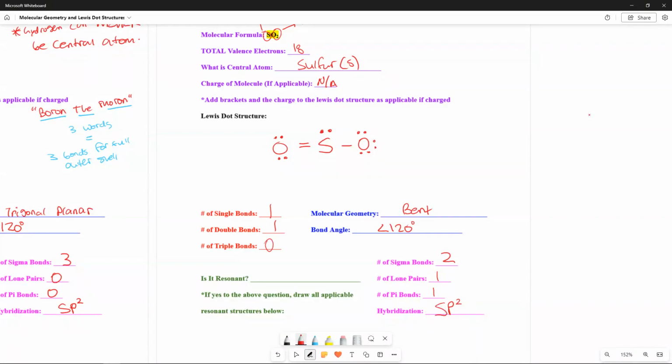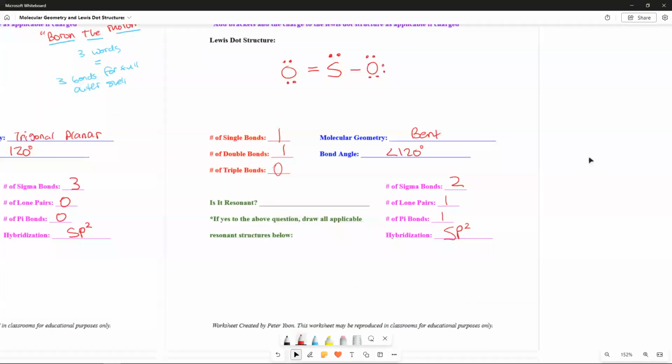Looking at resonance, we do have resonance here because this double bond can move over here, this single bond can move over here, but it would still be SO2. So in order to show that, we're going to draw it like this. We're going to draw the one we drew up on top.